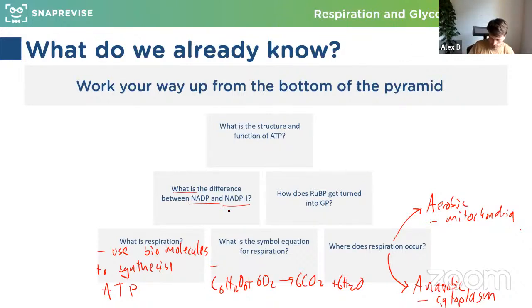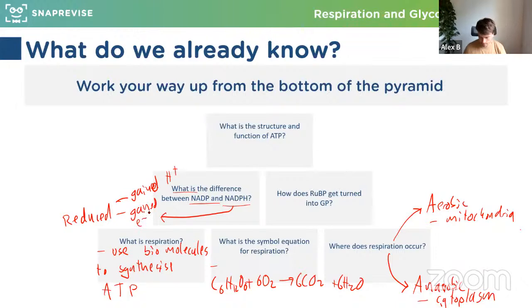One is reduced. Which one? Well, actually, I've kind of drawn a line to it now. Yeah, so this is reduced. And that means it has gained hydrogen and gained electrons. Gained H plus and gained e minus. Nice. And so this is a coenzyme and it transports these molecules from place to place in the cell.